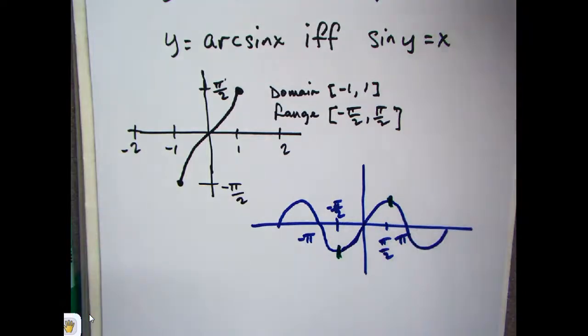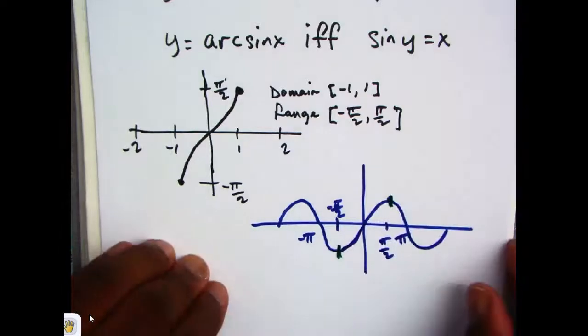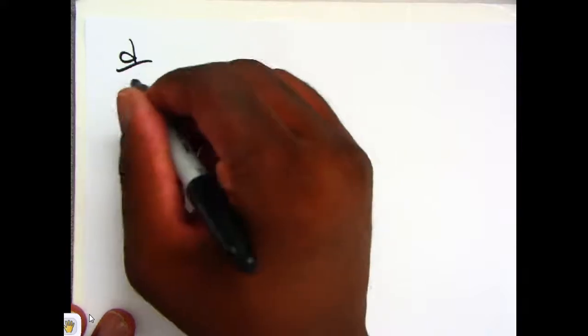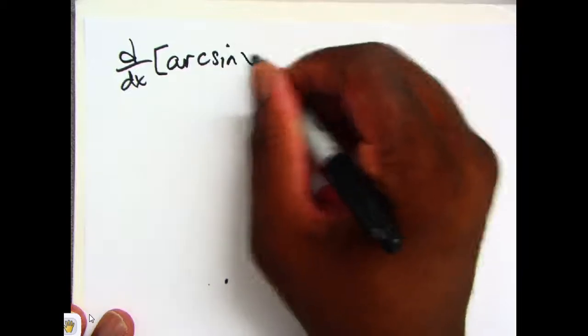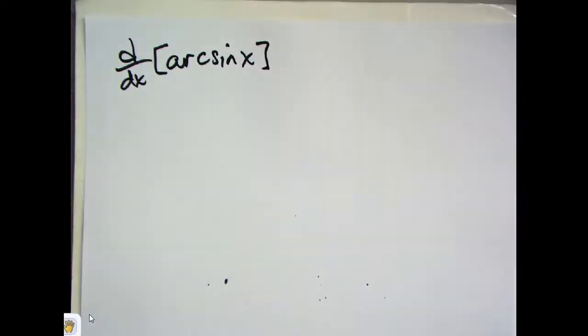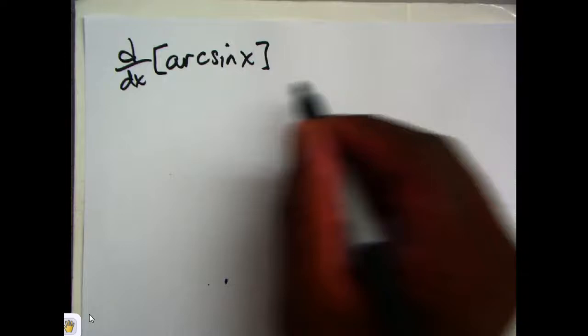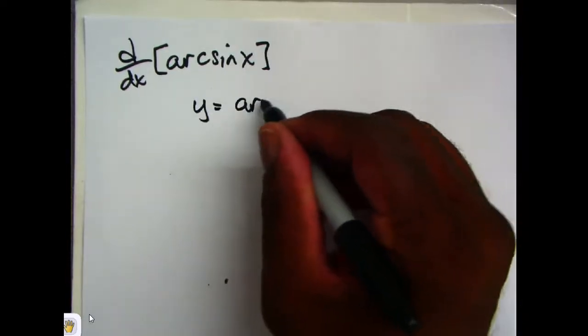Okay, so let's go ahead and take a look at that. All right, so we'll go through all 6. Here's our first one. Let's say, what is the derivative of arcsine of x? All right, so we're going to start off with y is equal to the arcsine of x.